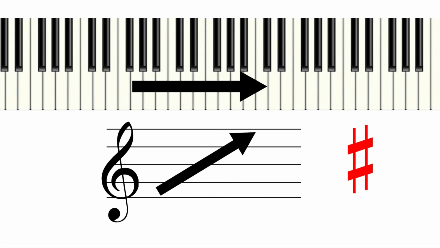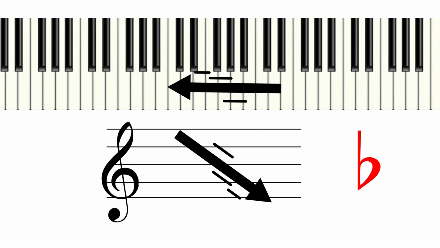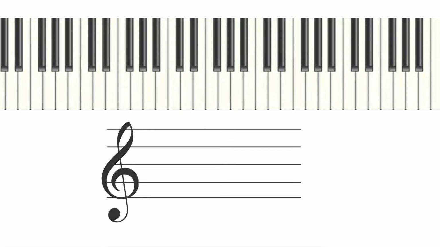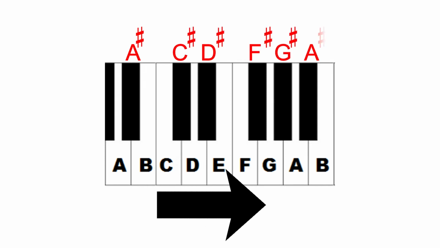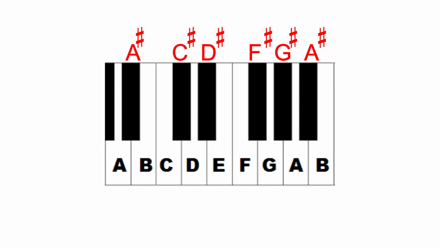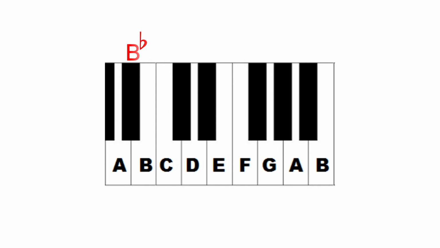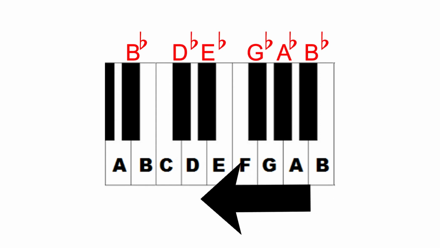All notes raised by a semitone are a sharper version of the original note, and all notes lowered by a semitone are a flattened version of the original note. Here we can see the keyboard, and all the black keys are the sharpened notes as we work up the keyboard. If we work down the keyboard, all the black notes will become flattened notes.